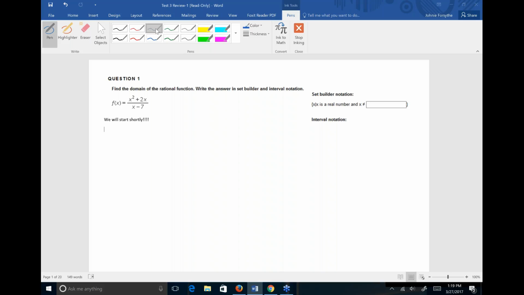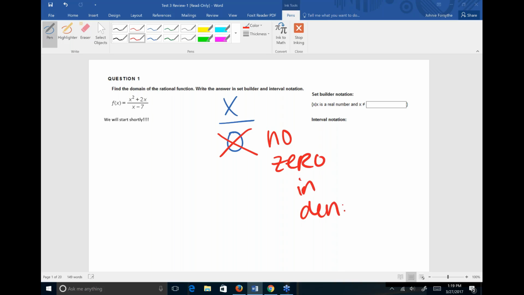So find the domain of the rational function. So this is a rational function. Remember, to find the domain, we never want 0 in the denominator. Whatever over 0, you never want 0 in the denominator. So no 0 in denominator.